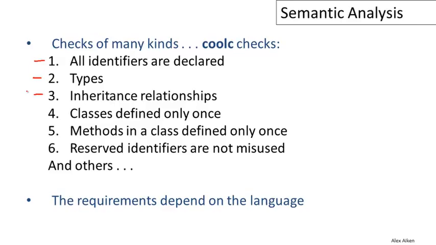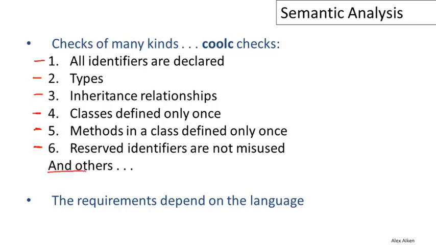We have to check that the inheritance relationships between classes make sense. We don't want classes to be redefined. We only want one class definition per class. Similarly, methods should only be defined once within a class. Cool has a number of reserved identifiers, and we have to be careful that those aren't misused. And this is pretty typical. Lots of languages have some reserved identifiers with special rules that have to be followed for those identifiers.